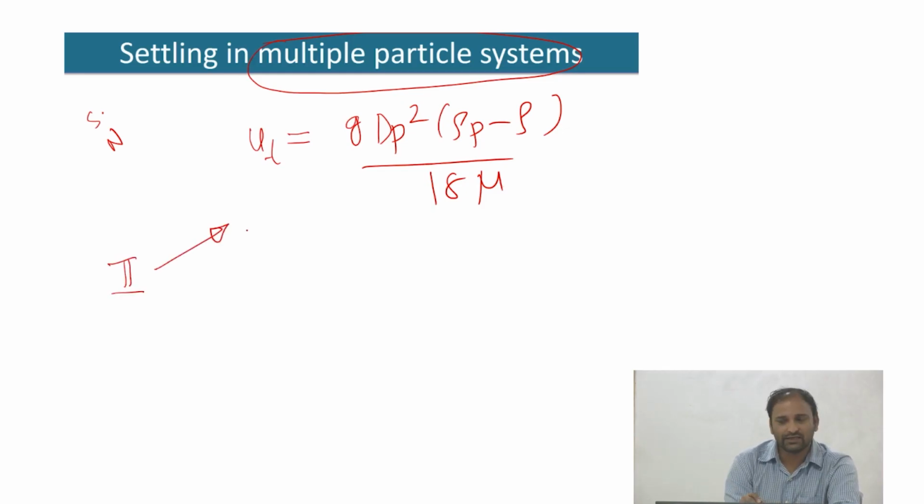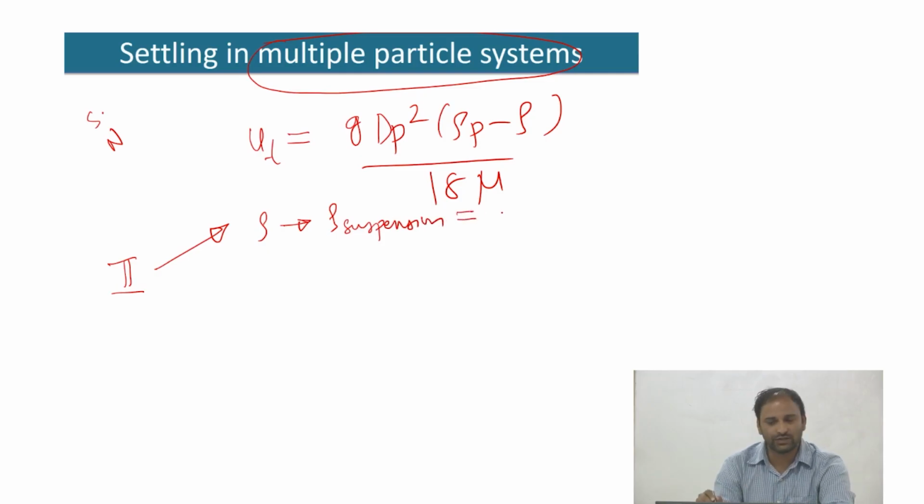Modification one is that your rho, which is the density of the fluid, you now have to replace with the density of the suspension or the slurry. That goes as rho of particle into 1 minus epsilon, where 1 minus epsilon gives you the fraction of the solid in the system, plus rho of the fluid multiplied by epsilon.